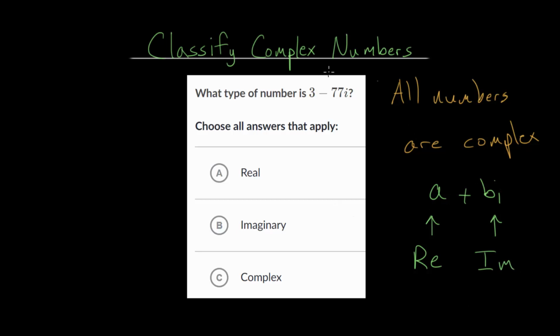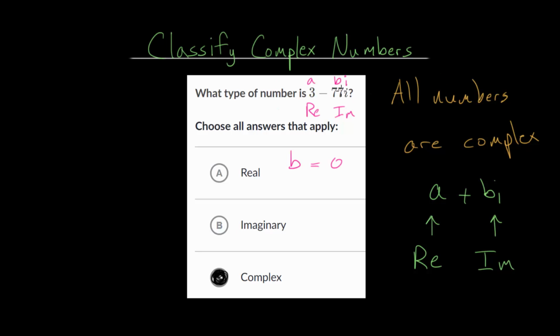So for this number, we first of all know that since it is a number, it is a complex number. That's going to be a given for all of these problems. It will always be a complex number. Now, to be a real number, it would have to have an imaginary part of 0. So to be real, the b value in this a plus bi would have to be 0. In this case, it has both a real part and an imaginary part. So a in this case is 3, and b is this minus 77.